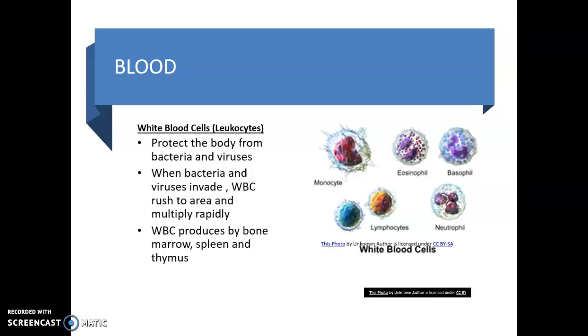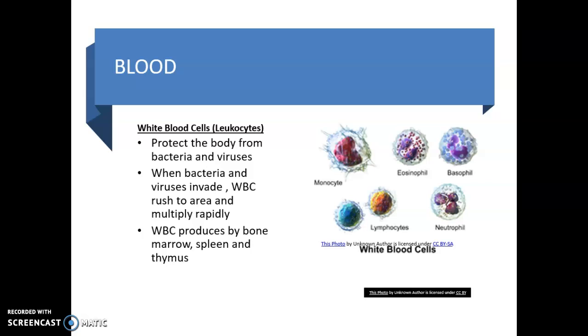White blood cells, or leukocytes, protect the body from bacteria and viruses. When bacteria and viruses invade, WBCs rush to the area and multiply rapidly. WBCs are produced by the bone marrow, spleen, and the thymus. And these are the different kinds of white blood cells. There's not just one. A lot of times they can tell by looking at the majority of which type of white blood cell you have what kind of infection you have.